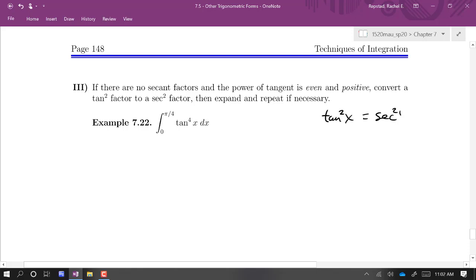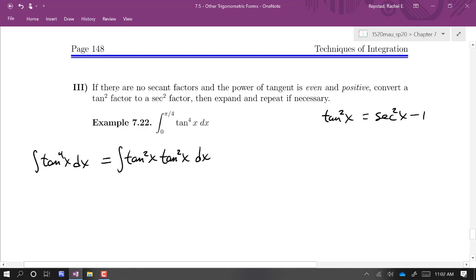tan squared is secant squared x minus 1. So the first thing, this is a definite integral. I'm going to just approach this and find the indefinite integral first. So I'm going to leave the limits off, and then once we figure out what this is as an indefinite integral, then we'll do the definite integral and we'll know what expression to plug the limits into. So the indefinite integral of tan to the 4th of x dx is, I'm going to write tan to the 4th as tan squared times tan squared.